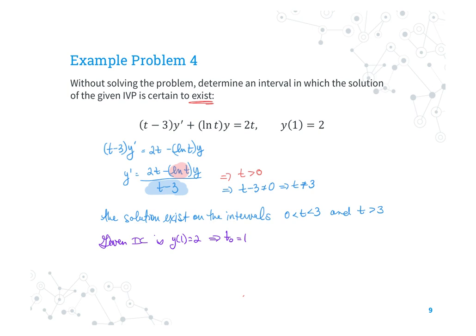So in this case, we're saying our ODE is certain to have a solution on the interval where t is between 0 and 3. And it's again simply because the initial condition we were given here is that t naught is 1. So that's how we fall into this interval.